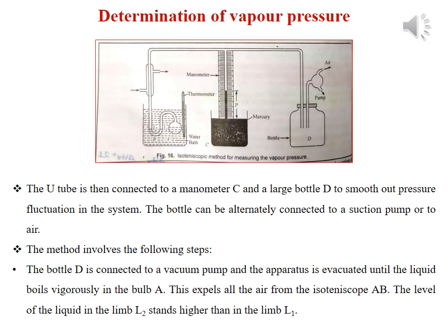The overall isoteniscopic method used for determination of vapor pressure involves the following steps. In the first step, the bottle D is connected to a vacuum pump, and the apparatus is evacuated with the help of this pump until the liquid boils vigorously in the bulb A. This procedure expels all the air from the isoteniscope AB. The level of the liquid in the limb L2, which is the limb close to the bulb, stands higher than in the limb L1.